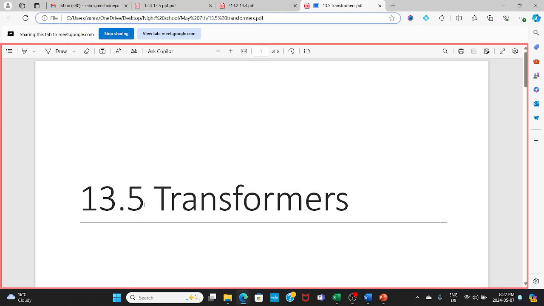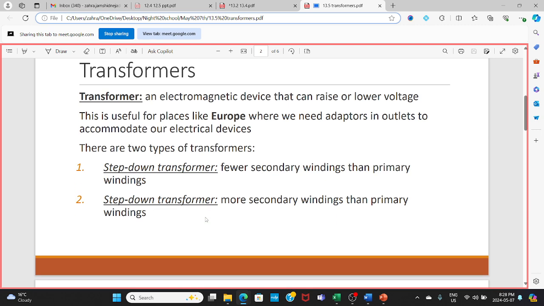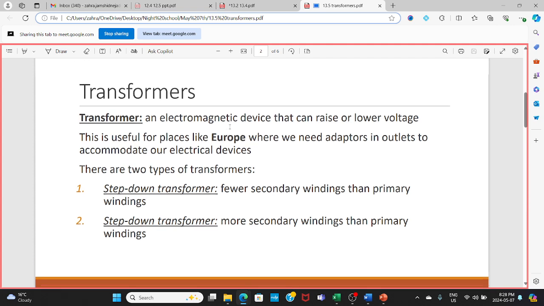Okay, 13.5 Transformers. Well, let's just read the definition of transformers. An electromagnetic device that can raise or lower voltage. This is useful for places like Europe where we need adapters in outlets to accommodate our electrical devices. In Europe, it's not the same as 120 volts like in Canada, right? You're taking your devices to Europe, you cannot use the plugs to use your device. So you have to use the transformers.